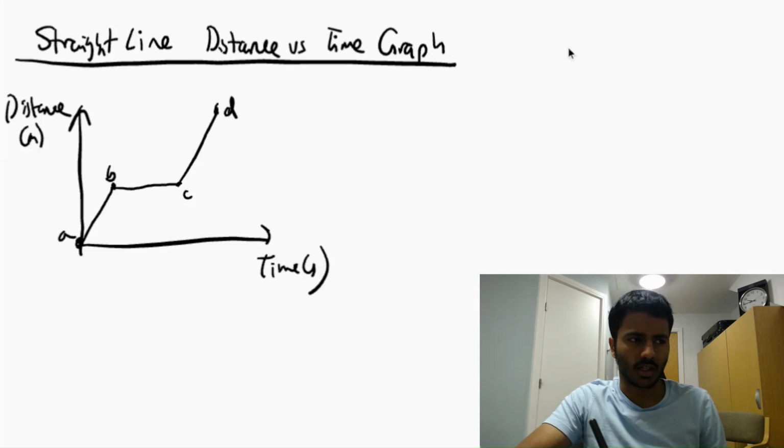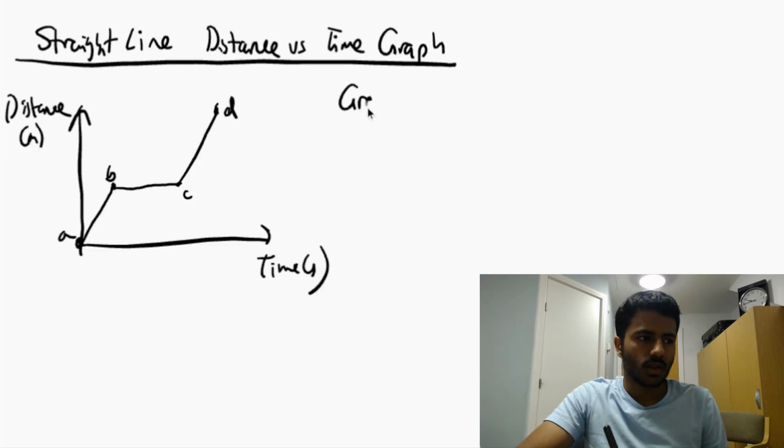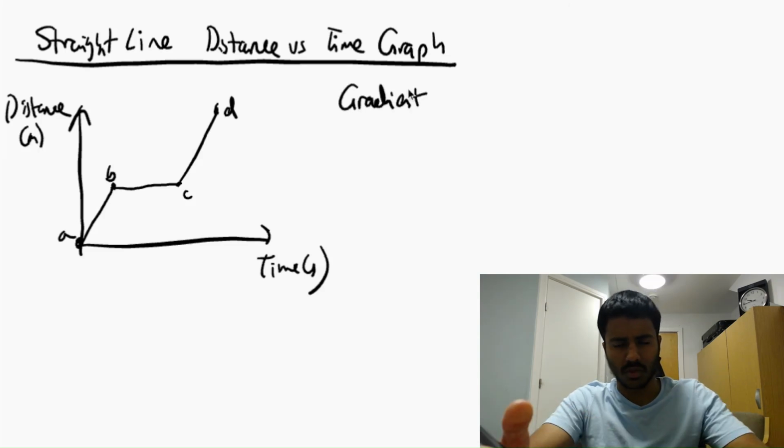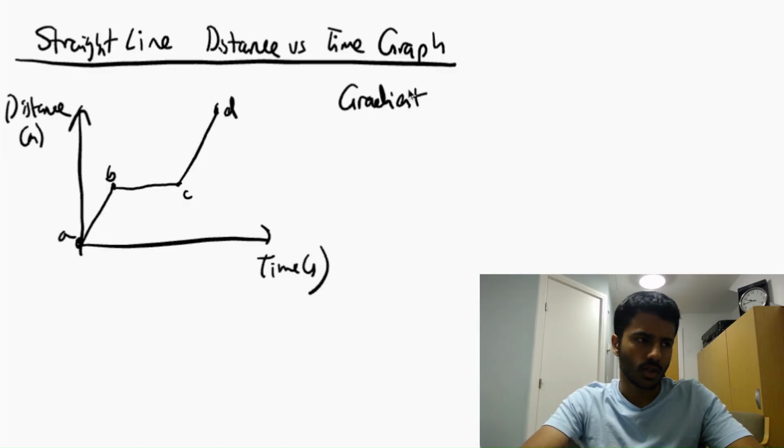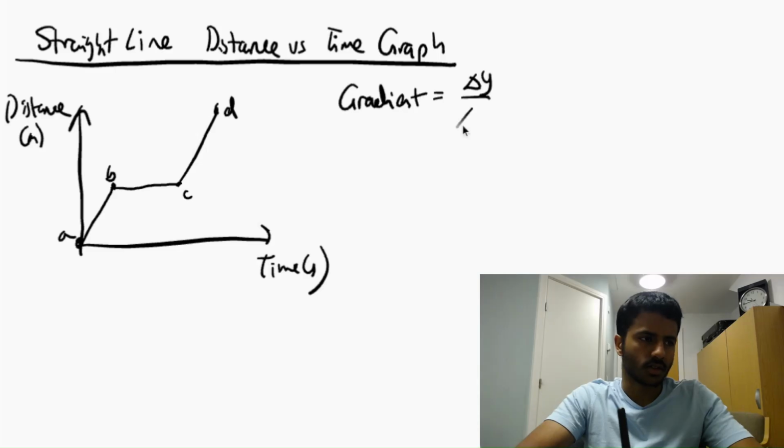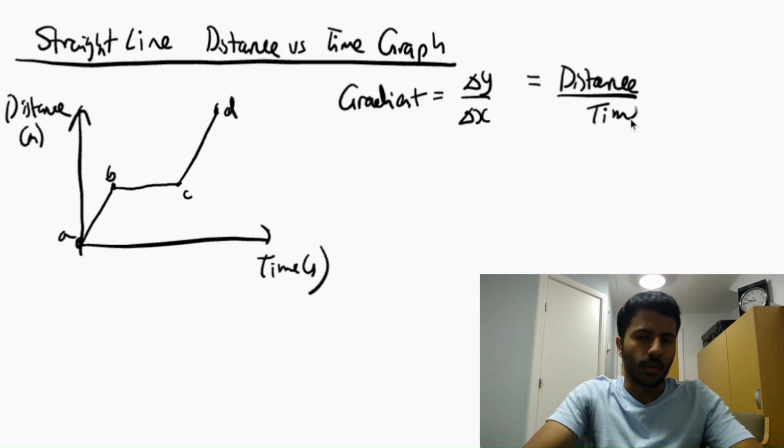First thing you need to understand is the gradient. What does a gradient represent in the distance versus time graph? We know that gradient is the change in y over change in x, and in this case that is the distance over time. And we know what distance over time is. It's your speed. So the gradient in this case gives you your speed.